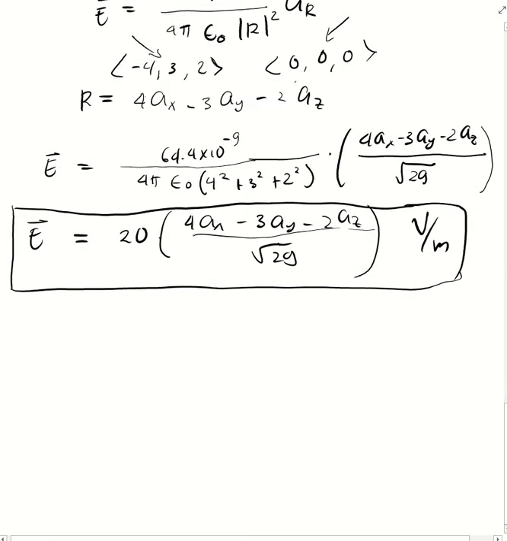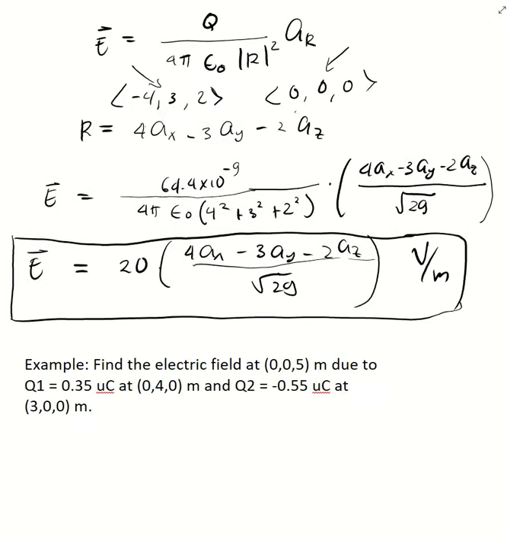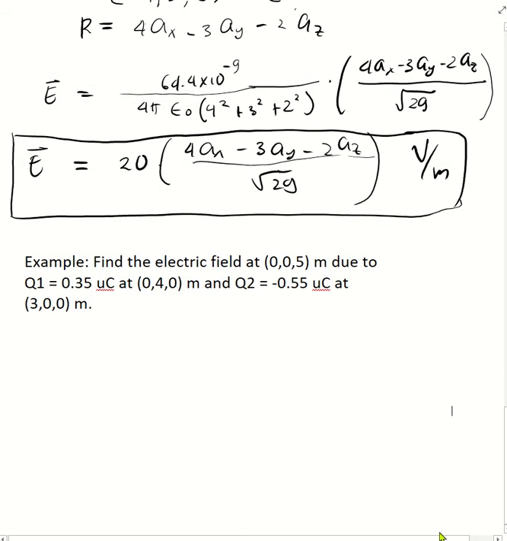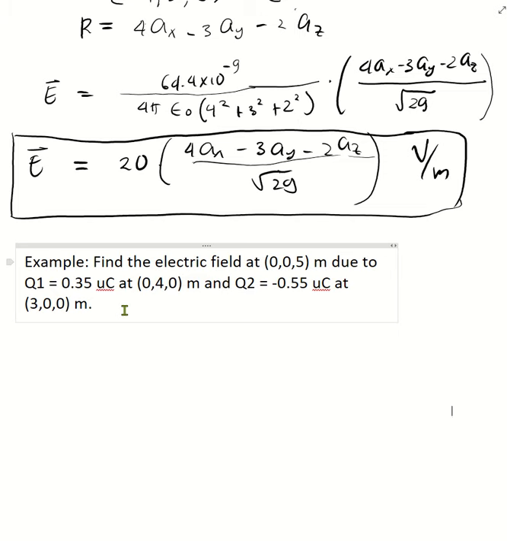Let's take another example. Find the electric field at (0,0,5) due to Q1 equals 0.35 microcoulomb at (0,4,0) and Q2 equals negative 0.55 microcoulomb at (3,0,0).